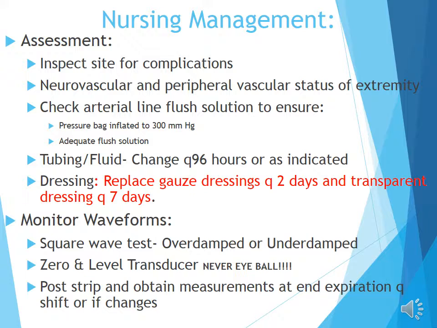And it's also your responsibility to monitor the waveform. So do that square wave test. Ensure it's not over or under dampened. Zero and level the transducer. Never eyeball. You always want to make sure you're doing it with the level to make sure it's accurate. And then you want to post the strip and obtain measurements at end expiration every shift or if any changes occur.